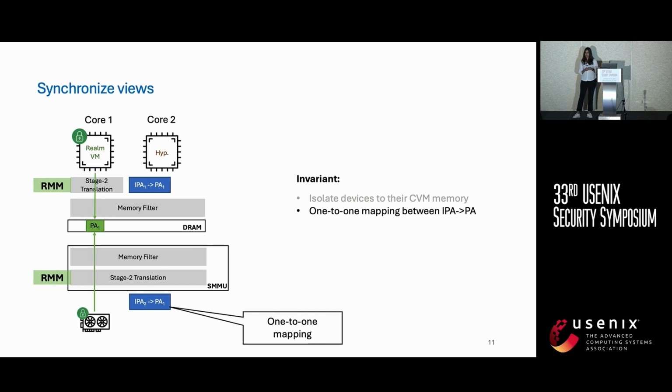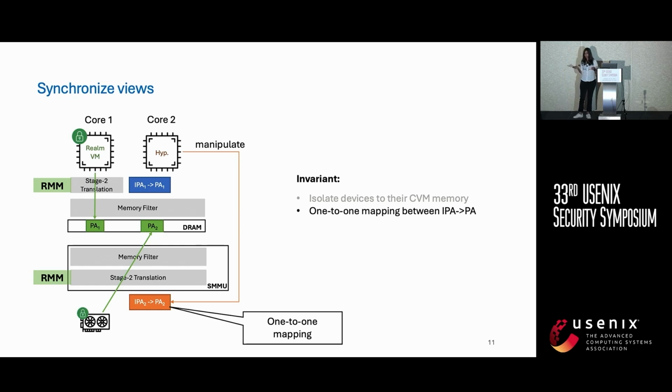Now what the hypervisor can do is manipulate the device's translation tables to something that looks like this. While this still guarantees the invariant, it can lead to split view attacks. So what has now happened is the device is accessing physical address 2, while the realm VM accesses physical address 1, and they both think they're accessing the same memory.